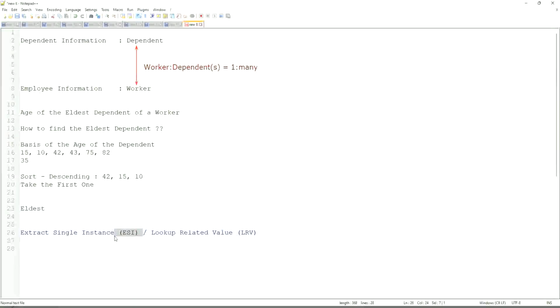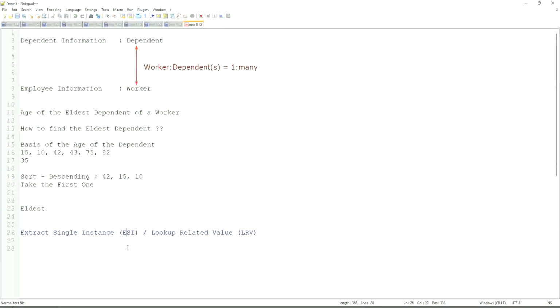We do not only leave with ESI. Once we extract the ESI, we use it to get some value. That's the LRV. Like here, we are going to get the age of the eldest dependent. Eldest dependent will be returned by the ESI. Right, and the age of that eldest dependent will be an LRV. Right. This will be a very, very common question.